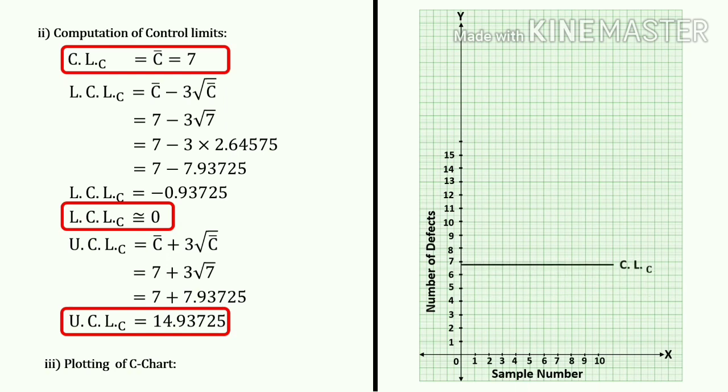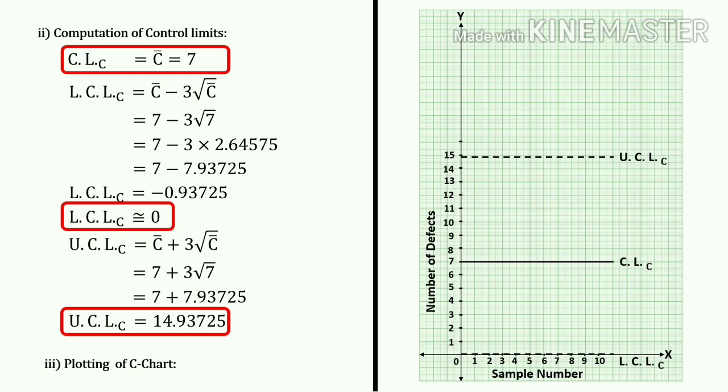As the CL, C bar, is 7, we make a dark line horizontal to the x-axis at the point 7, the CL. Next is the lower control limit, which is 0, so we draw it on the x-axis itself, and the upper control limit is 14.93, so we draw it parallel to the x-axis at the point 14.93.